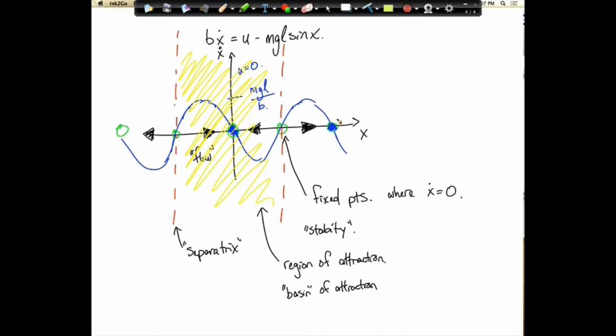Okay, there's a critical point where if I put u equal to mgl, then something drastic is going to happen, right? The fixed points go away. There will no longer be any fixed points of the system. What is that going to correspond to physically? Can't stop. Yeah, it starts going like this, right?